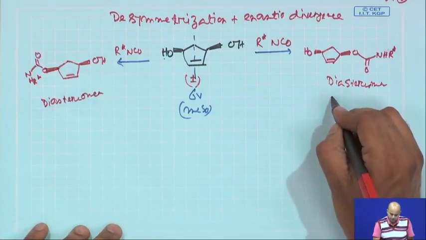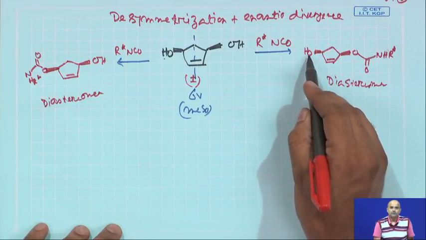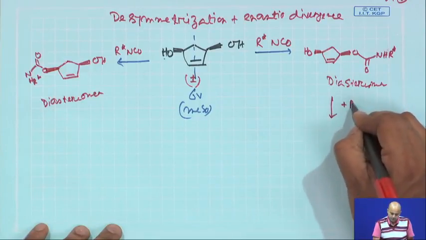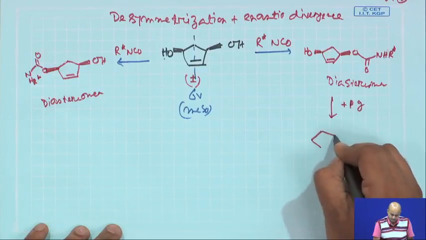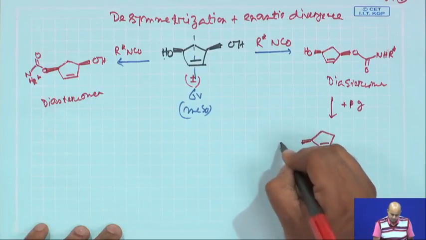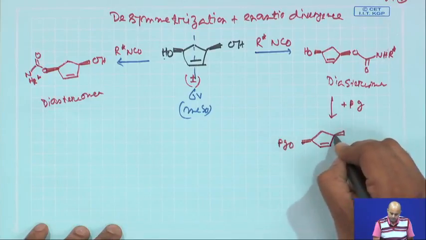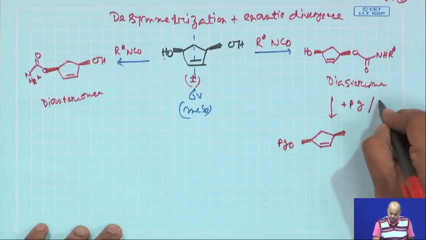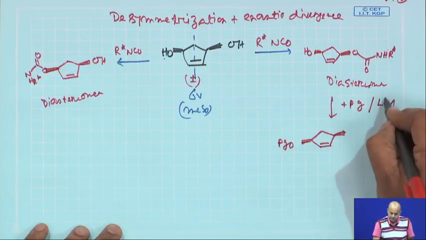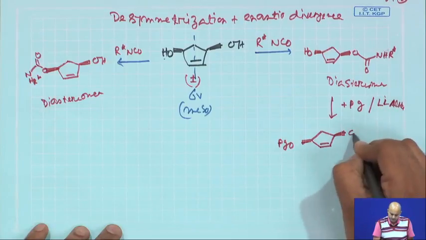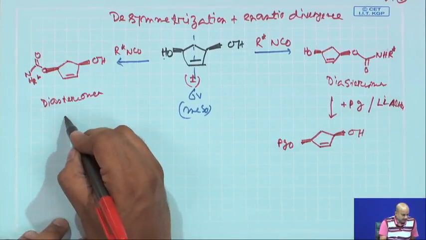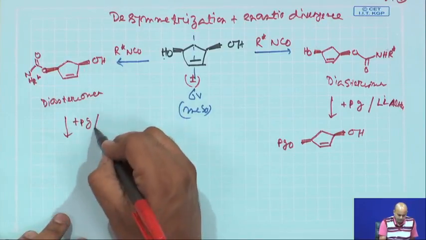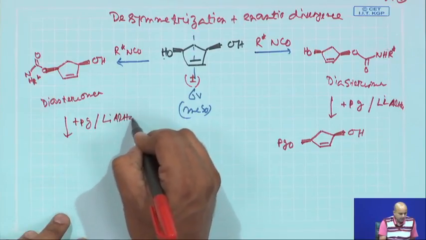So, what do we do next? We do a simple protection here, we put a PGO on this OH, and then remove this carbamate by lithium aluminum hydride, basically to get this OH. And here also you do the same thing: you do a protection at this point and then the lithium aluminum hydride reduction.